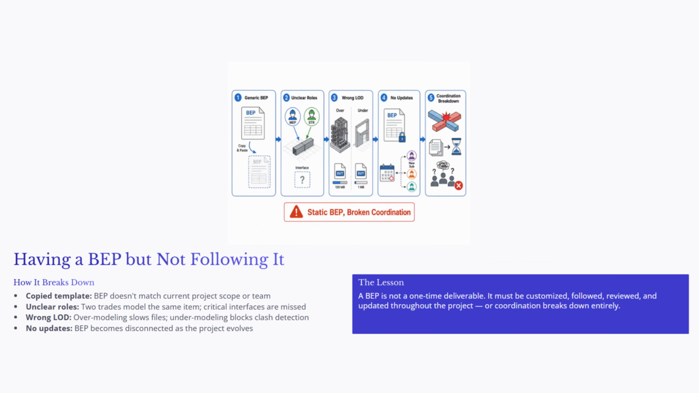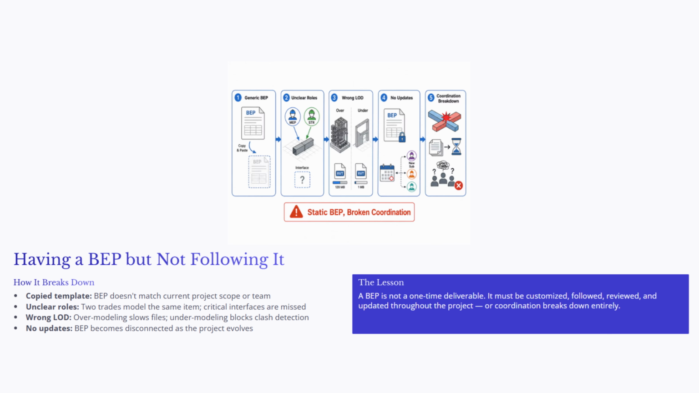The second failure pattern occurs when a project has a BIM execution plan, or BEP, but the team does not actually follow it. A BEP should function as the project rulebook for BIM. It should define how BIM will be used, who is responsible for each task, what software will be used, how models will be exchanged, and what information is required at each phase. However, the BEP has value only when it guides actual project behavior.